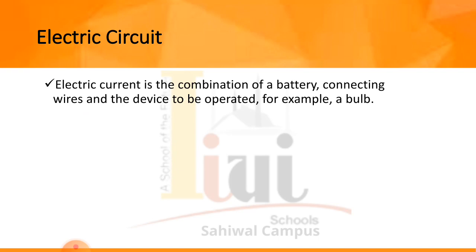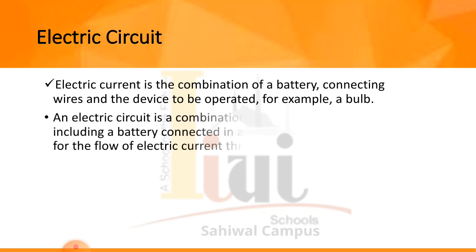Batteries are storehouses of charges. So electricity is the flow of charge from these batteries. However, electricity can flow only when a complete path of connections exists between the two terminals of the battery. So the path that makes a complete connection between the two terminals of the battery is known as an electric circuit.